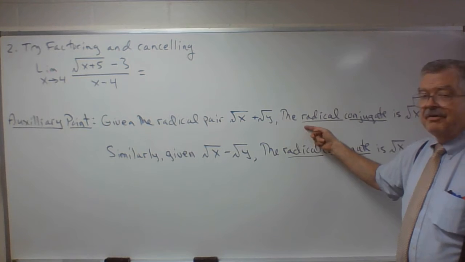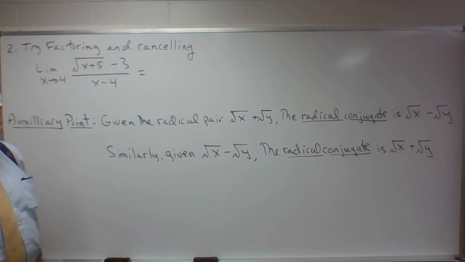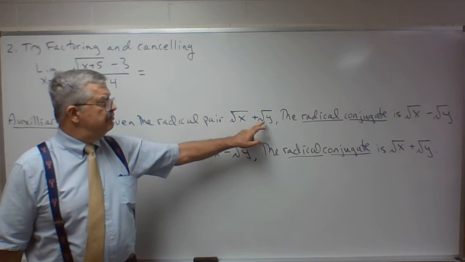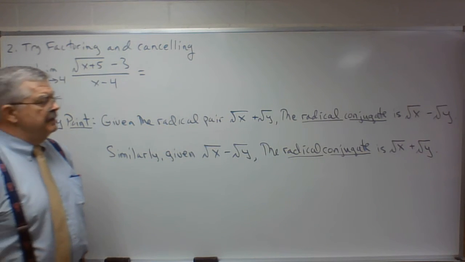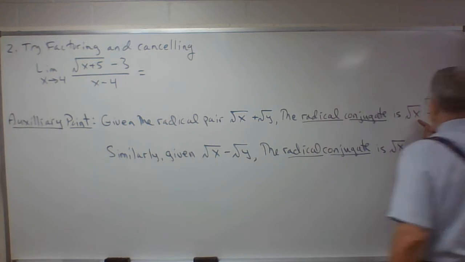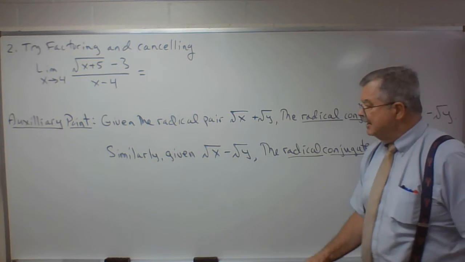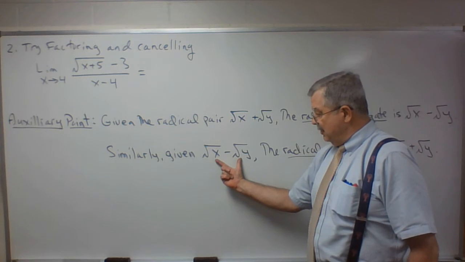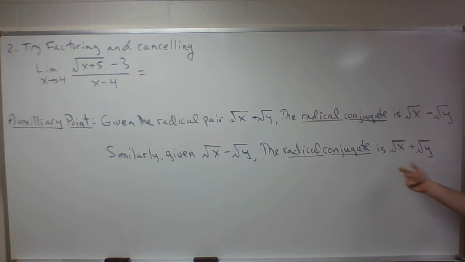Here's the auxiliary point. Given the radical pair, square root of x plus square root of y, the radical conjugate is square root of x minus square root of y. And similarly, given the radical pair square root of x minus square root of y, the radical conjugate is square root of x plus square root of y.